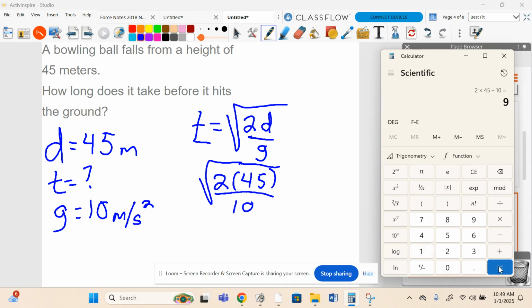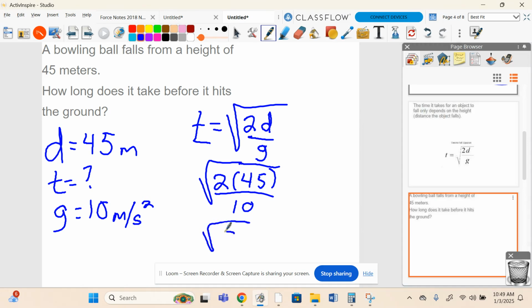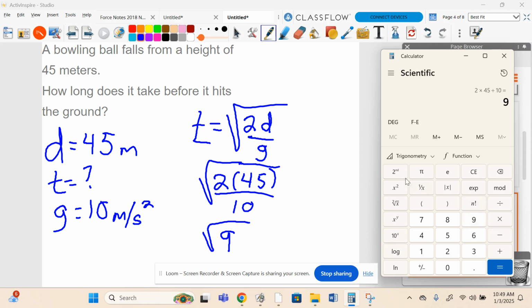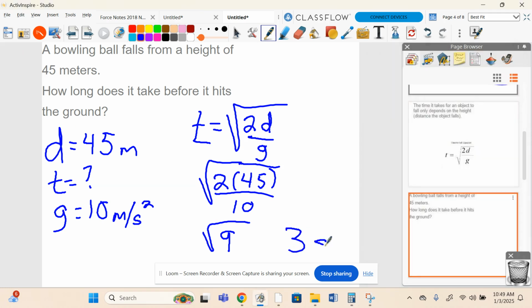So that's giving me a number, square root of 9. And this is what I want to type in and take the square root of. That means the object is going to take 3 seconds to fall 45 meters. That's how long it takes.